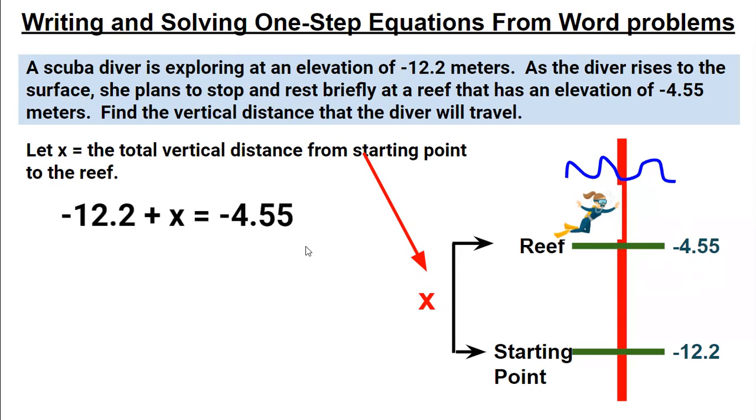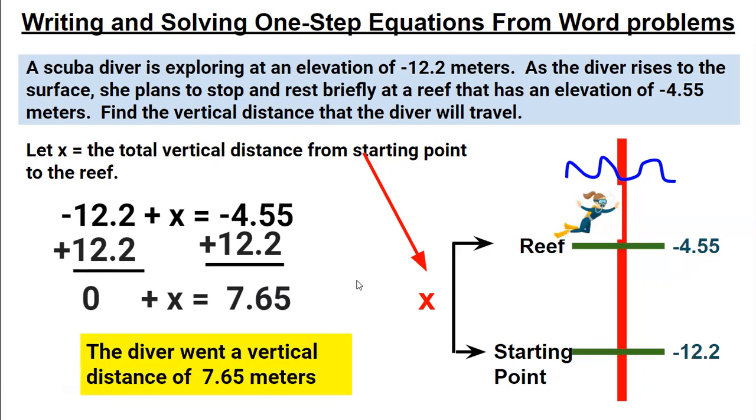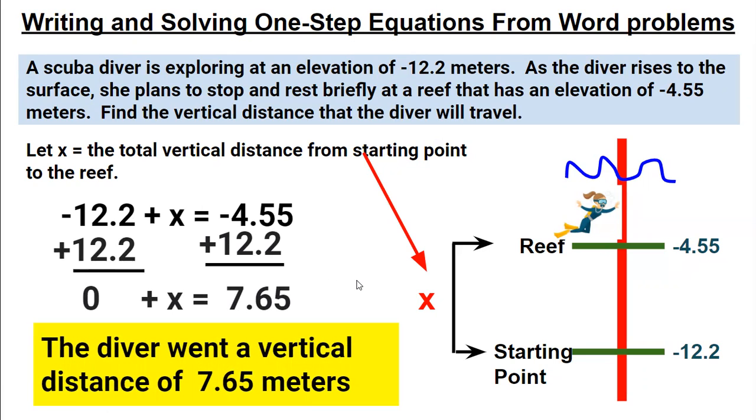So we're going to make an equation. Negative 12.2 plus x is going to equal where she ends up, negative 4.55. So now we have to solve the equation. We're going to add 12.2 because here we were subtracting it. So we have to do that to the other side as well. That'll give us 0 plus x equals 7.65. The diver went a vertical distance of 7.65 meters.